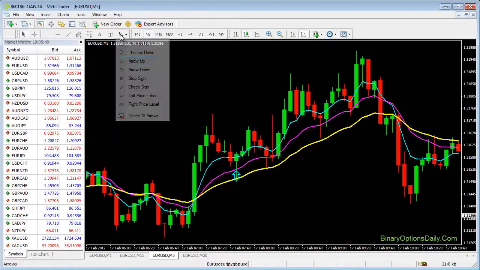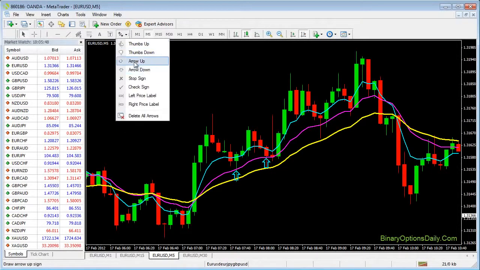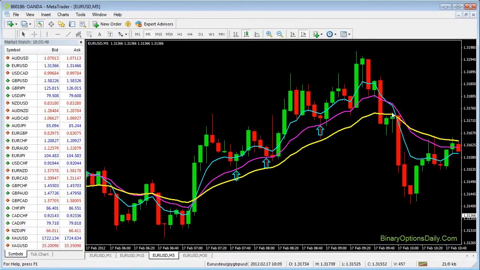So the next entry that we'd have is going to be around here, if we were taking it at the 14-period moving average. And our next one, of course, is going to be about here. And then we got 1 more right there. And you could also take this one right here.